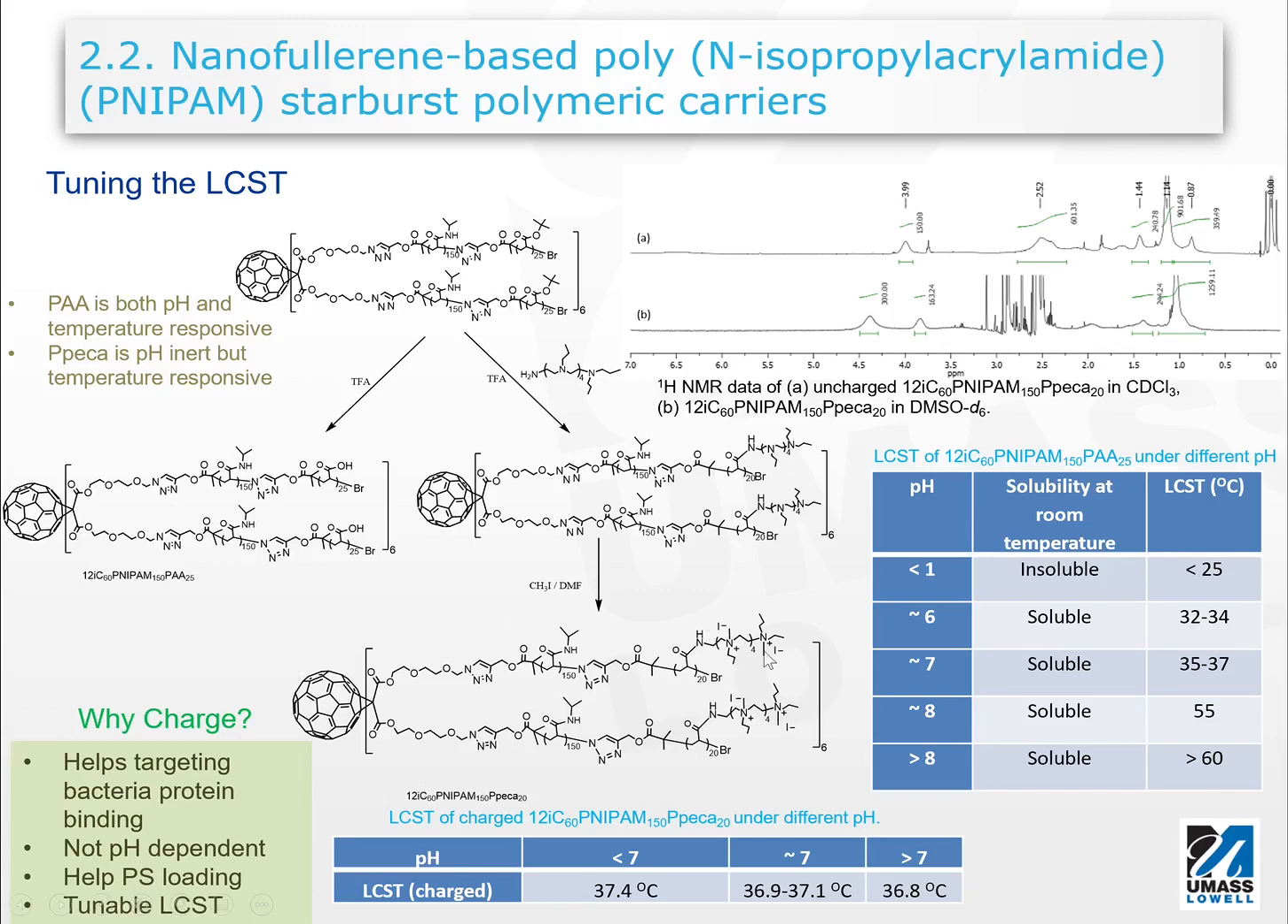And also, this type of molecule is not pH dependent. That means under different pH value, we only have one variable to control, that is LCST. So we can easily control its temperature to make sure the delivery is more controllable. And also due to the charge-charge interaction between this cationic charge and the cationic charge in our drug, the loading ability of our photosensitizer might be higher by using this type of molecule.